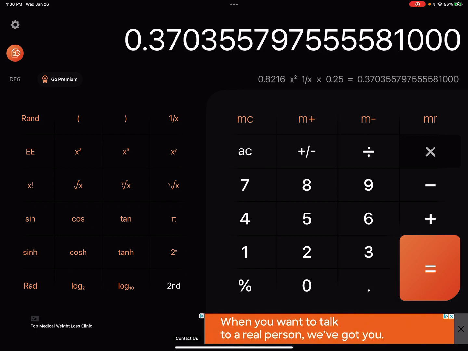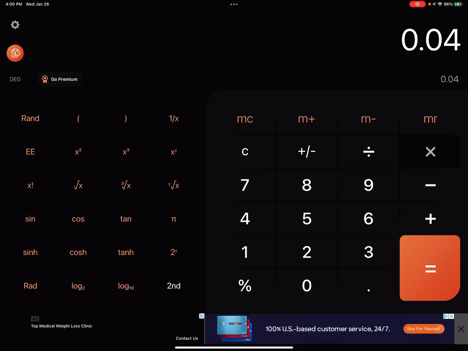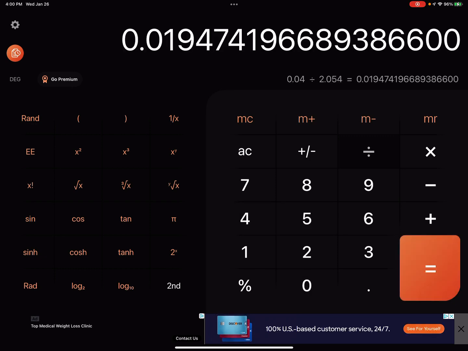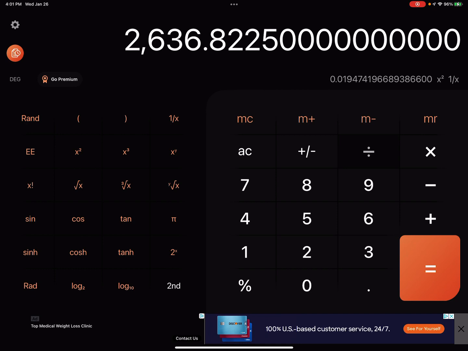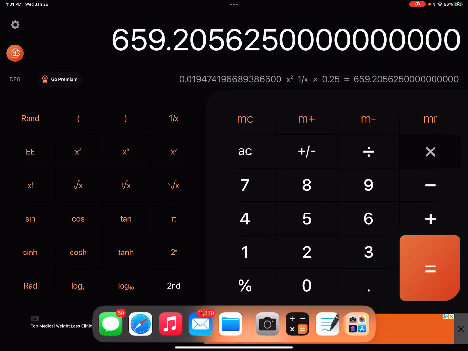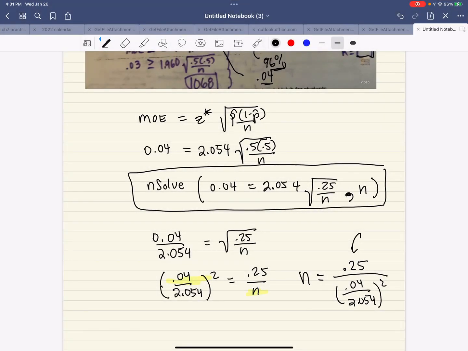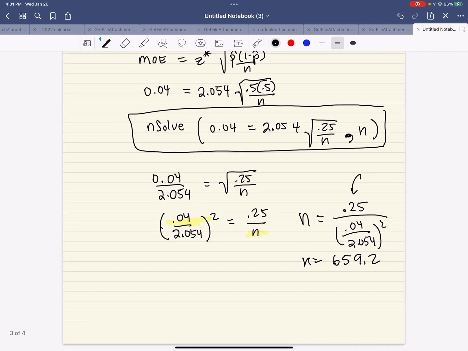That doesn't make sense. Let's try that again. 0.04 divided by 2.054, enter. Square that number. Now that makes sense. Flip it upside down. Okay, that number makes sense. And now multiply it by 0.25, and we get 659.2. And we learned in class that we would have to round that up because we can't talk to that many people.